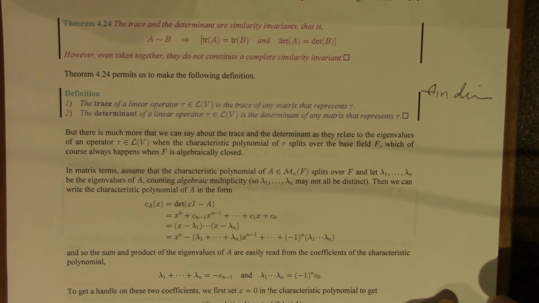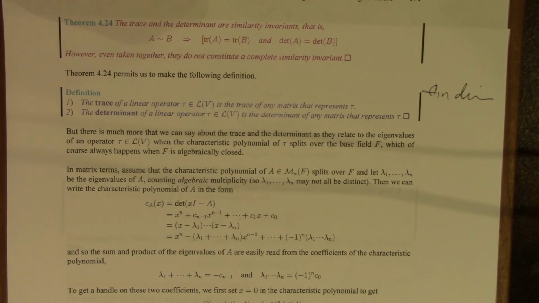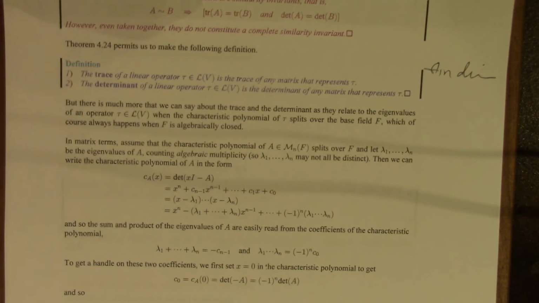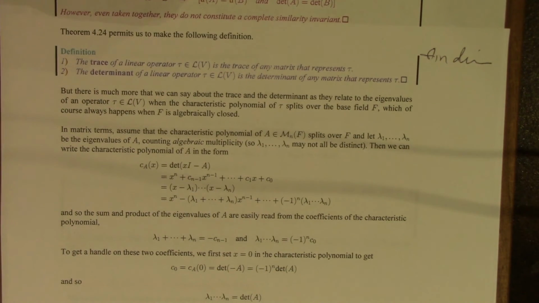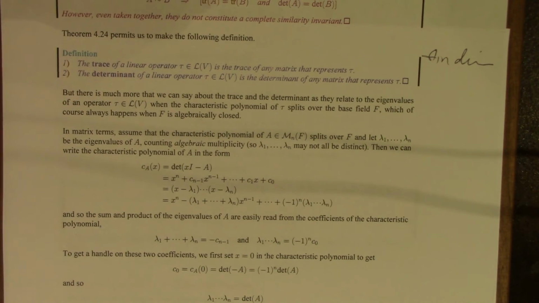However, there is quite a bit we can say about the trace and the determinant as it relates to the eigenvalues of an operator, at least in the case where the characteristic polynomial splits over the base field. And that, of course, will always happen if the base field is algebraically closed, such as the complex field.